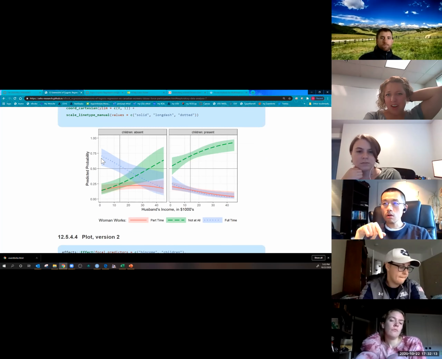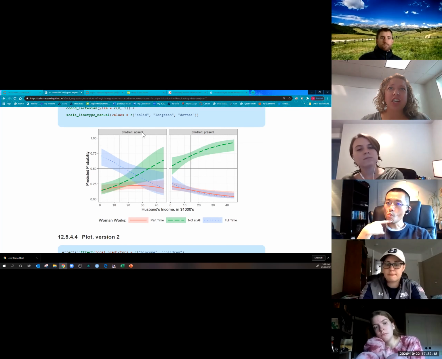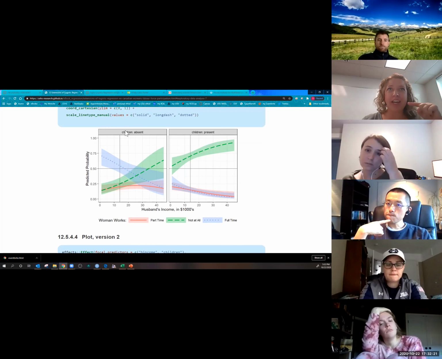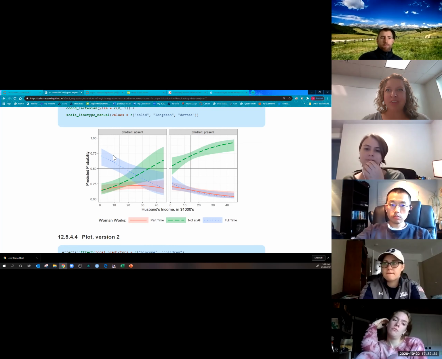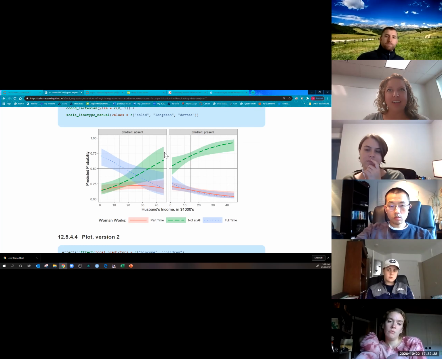Does this look the same as our other plot? It kind of does. Look at the children present or absent. If there's no kids and husband's making a little bit of money, what's the highest thing going? The most likely thing is that she's working full time. And as husband makes more money, she's going to stop working full time and start working not at all. And we see in the children present, what's the most likely thing no matter what? Not working at all. When does the woman work? Only if the husband is on the very lowest edge of the income.